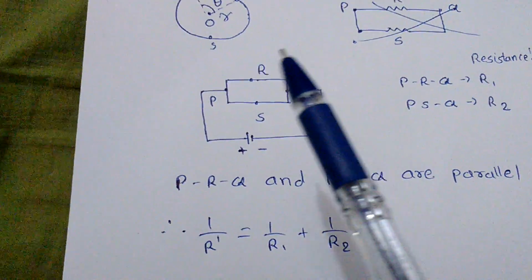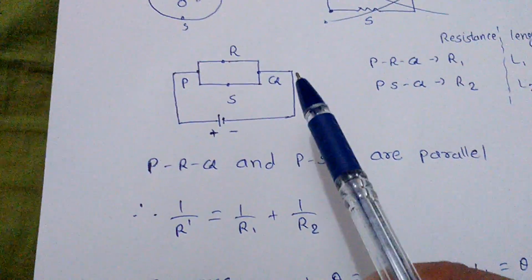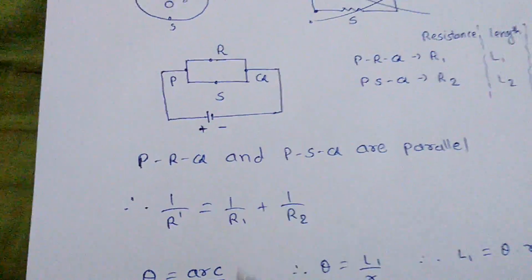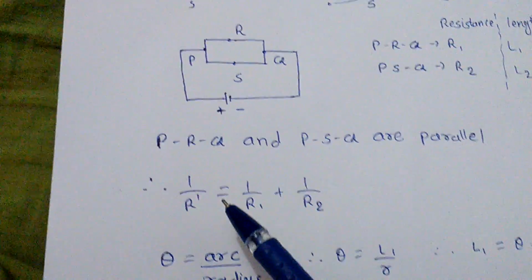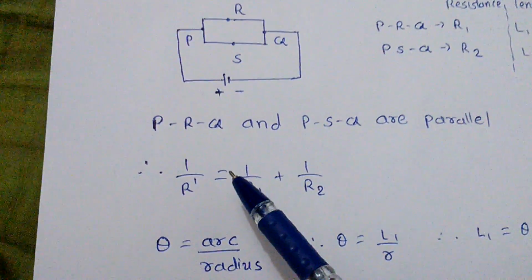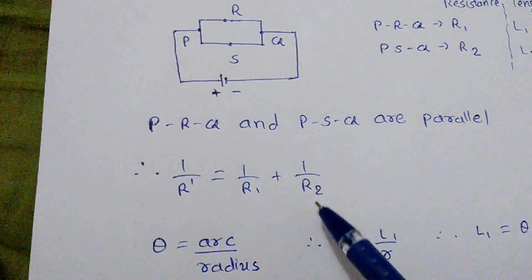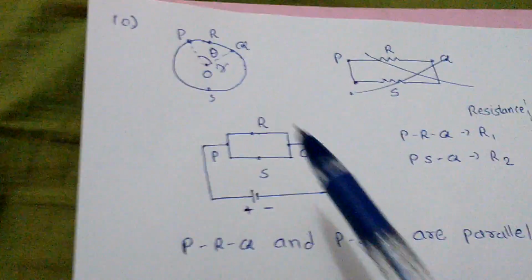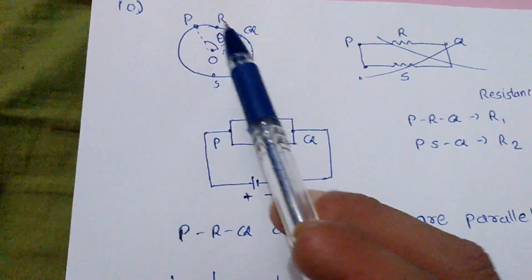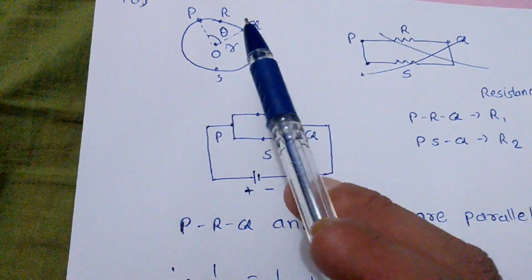Now observing PRQ and PSQ, both of them are parallel to each other, and that's why the equivalent resistance is going to be 1 upon R dash equals 1 upon R1 plus 1 upon R2. First we have to evaluate the values of R1 and R2. For that we have to consider the values of theta.